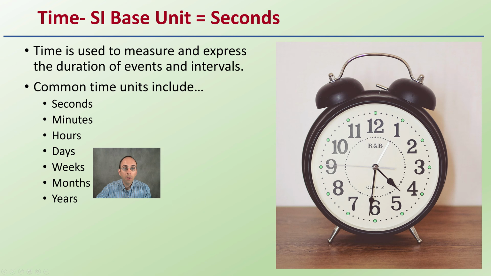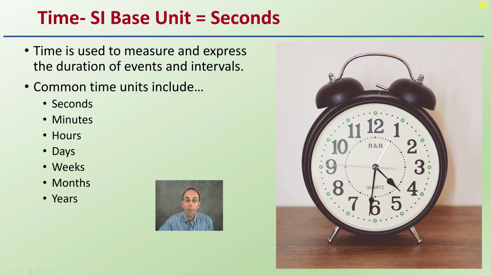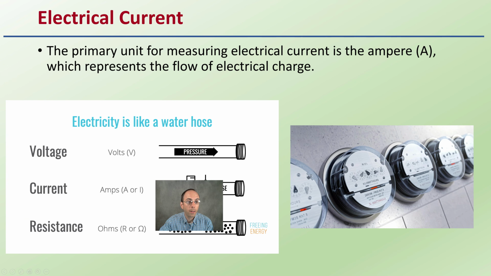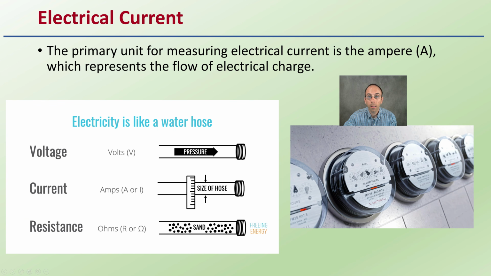The SI unit for time is based on seconds, but other common units include, of course, minutes, hours, days, weeks, months, even years. And those can be easily converted. This is a great way to understand how to convert things on a unit you might be more familiar with. Electrical current you may not be as familiar with. The primary unit for measuring is amperes, represented by the capital letter A, which represents the flow of an electrical charge. You might have heard of volts or maybe ohms for resistance. Well, amperes is the measure of that electrical current.